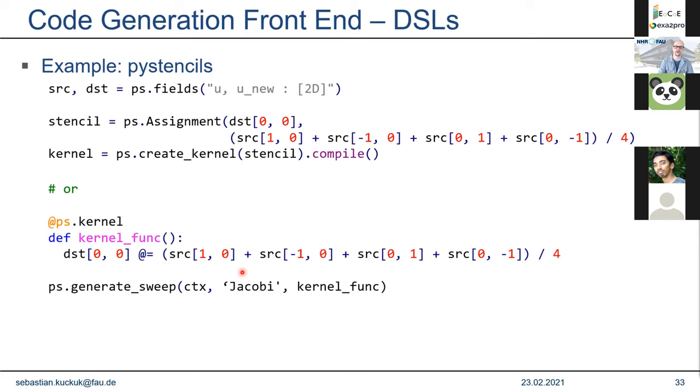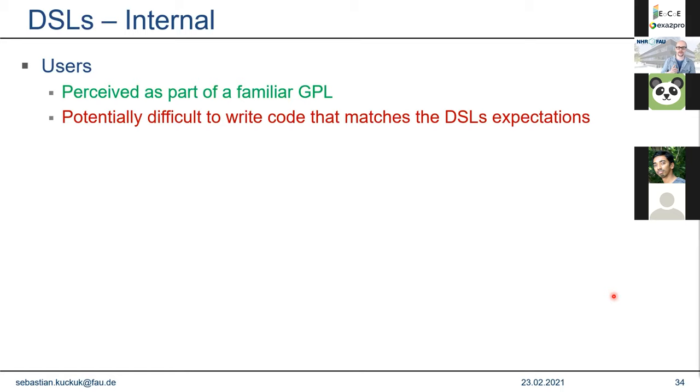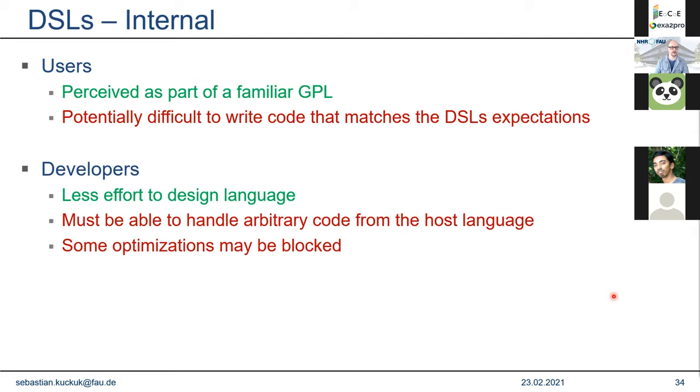Okay, so for users, this is perceived as a part of a familiar general purpose language, so that's good, but it can be difficult to write code that matches the expectations of the DSL. So this is sort of similar to what we've seen with Kuckuk in the beginning. For developers, it's easier to design something like that, but the main challenge is that you usually need to be able to handle arbitrary code from the host language, either within the parts you're looking at or around that, because even if those arbitrary parts of the host language are not part of your compute kernels, those might block certain optimizations. So just imagine you want to do loop fusing and you have some arbitrary statement in between two loops. Of course, you cannot do it. Or you need to understand the whole host language, which is equally challenging.